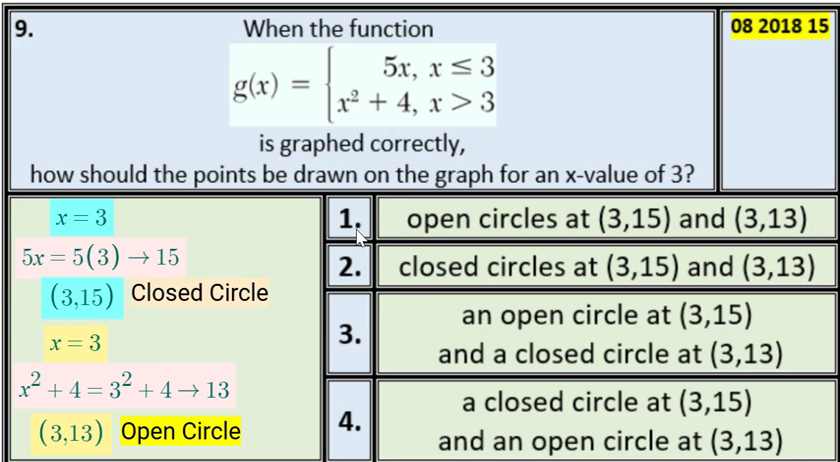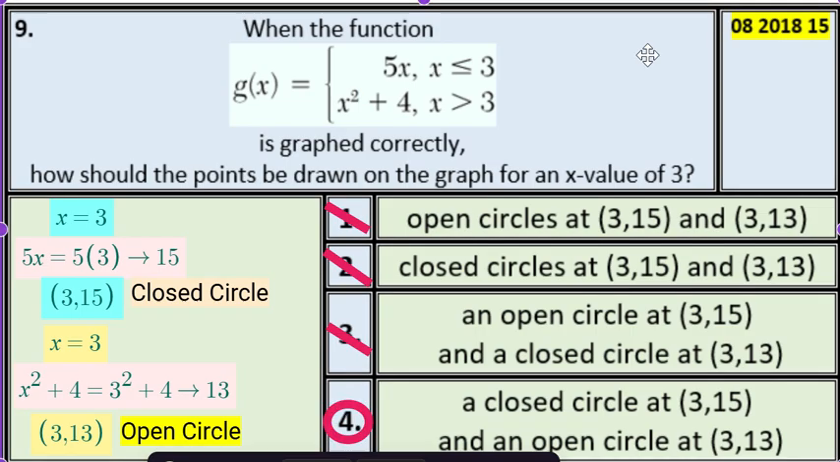Now, they're never going to have both open and both closed, so 1 and 2 are distractors. So once we compare 3 and 4, notice that 3 says that the open circle is at the point 3, 15. The point 3, 15 has the line for our equal sign. We know that's our closed circle, and that's why answer 3 is incorrect. And therefore, choice number 4 is definitely the answer to question number 9.